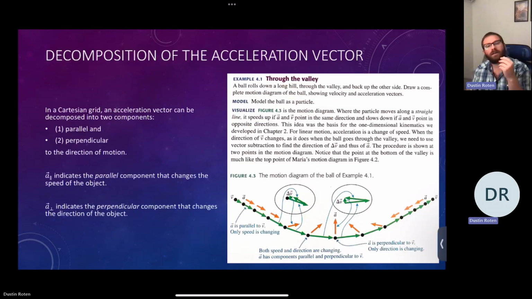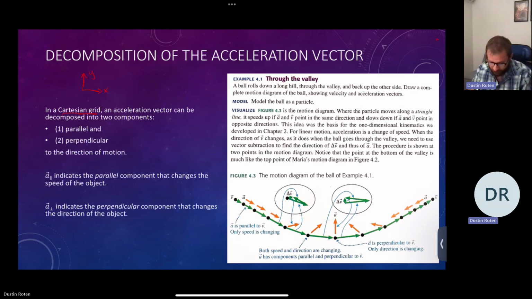Now let's think about this acceleration vector a little bit more. So in a Cartesian grid, we've talked about that, that's just your x and your y coordinates. In a Cartesian grid, an acceleration vector can be decomposed into two components, just like any vector. Except here, instead of an x component and a y component, we're going to talk about it in terms of a parallel and perpendicular component. And this is parallel and perpendicular to the direction of motion.